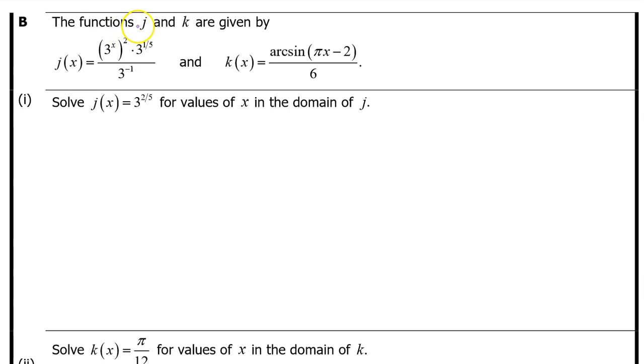Part B. The functions j and k are given by these expressions. B Part 1. Solve j of x equals 3 to the 2/5 power for values of x in the domain of j.